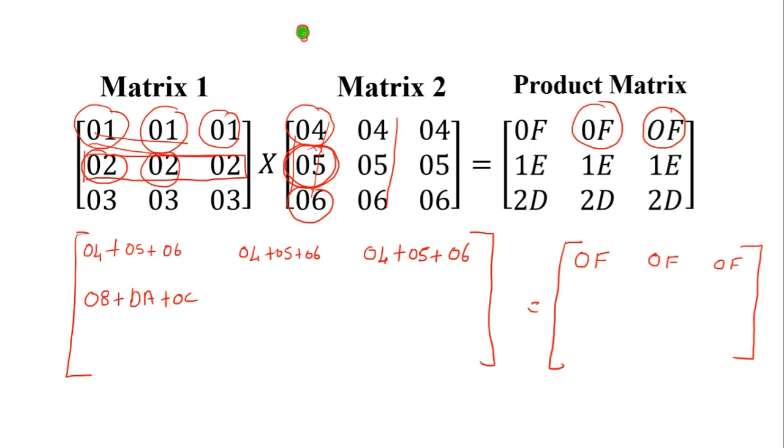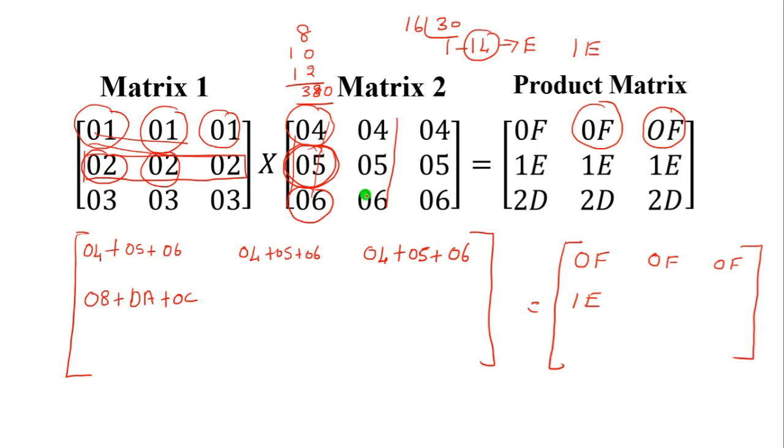Okay, 8 plus 10 plus 12. The answer becomes 30 in decimal representation. How are we going to represent it in a hexadecimal number? Okay, 30. That value becomes 16 is 1. Okay, what is the remaining value? The remaining value becomes 14. The 14 equivalent hexadecimal number is E. That's why that value becomes 1E. Okay, this is the fourth element of the product matrix.